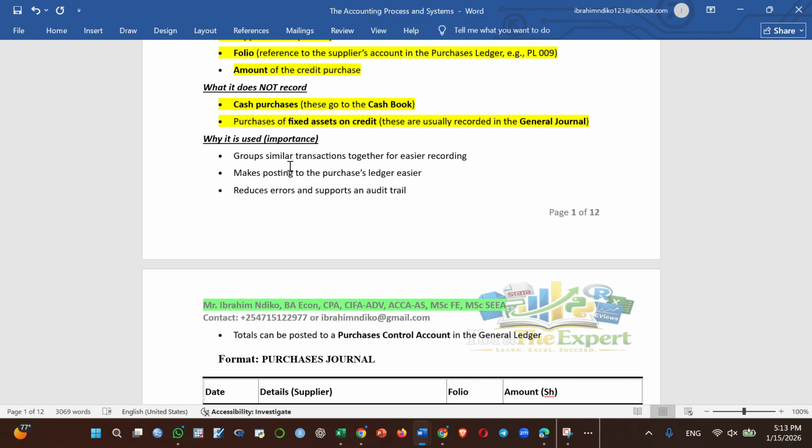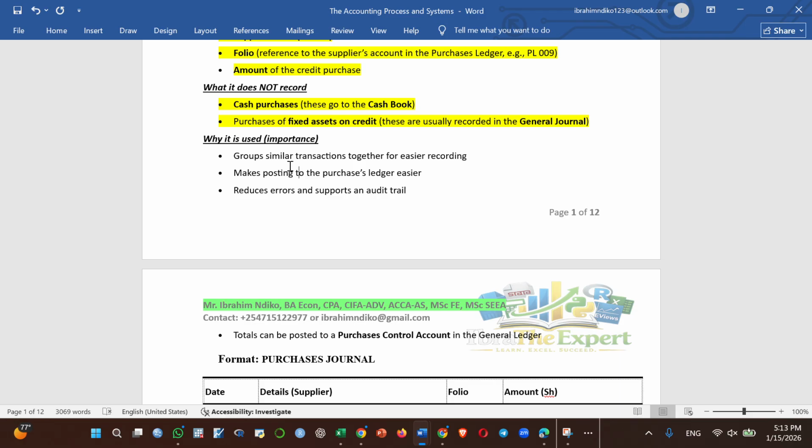So when we are transferring this information to the ledger, it will be easier for us because we have already grouped our information, or we have already brought together similar transactions. So it will be easier for us to post that information to the ledger, or to the purchase ledger. It also reduces errors and supports audit trail.